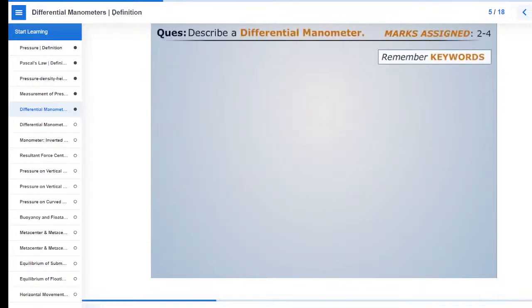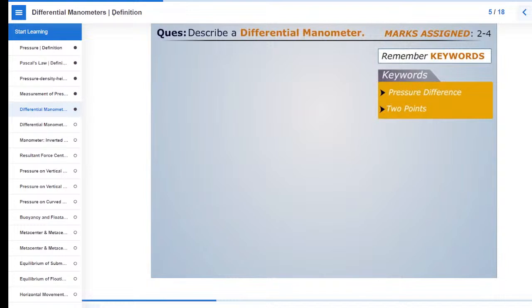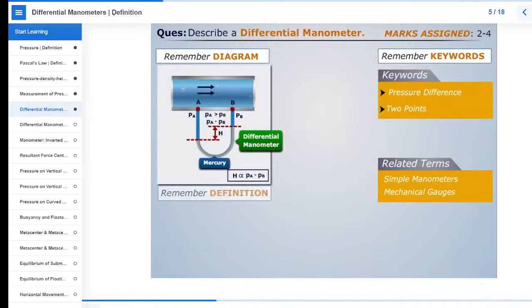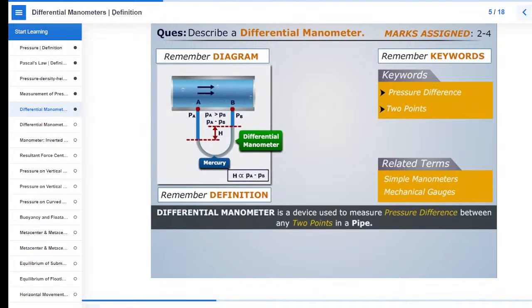Question. Remember keywords. Related terms are remember diagram, remember definition, useful information.